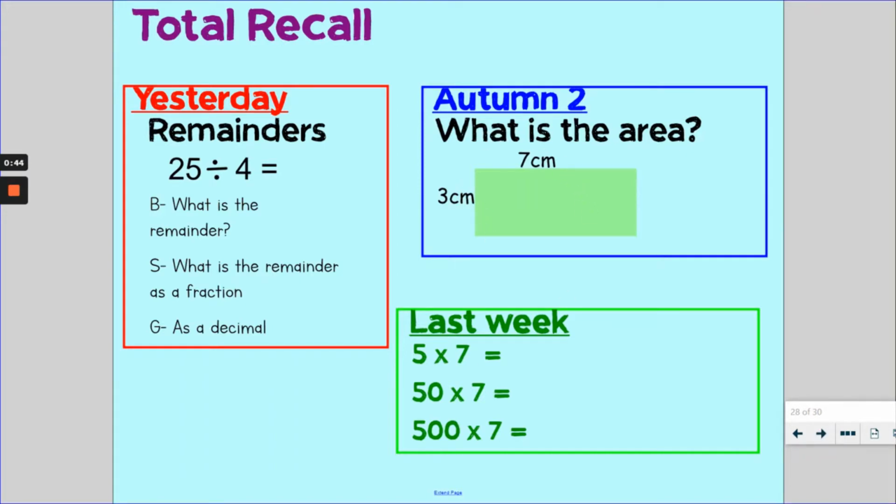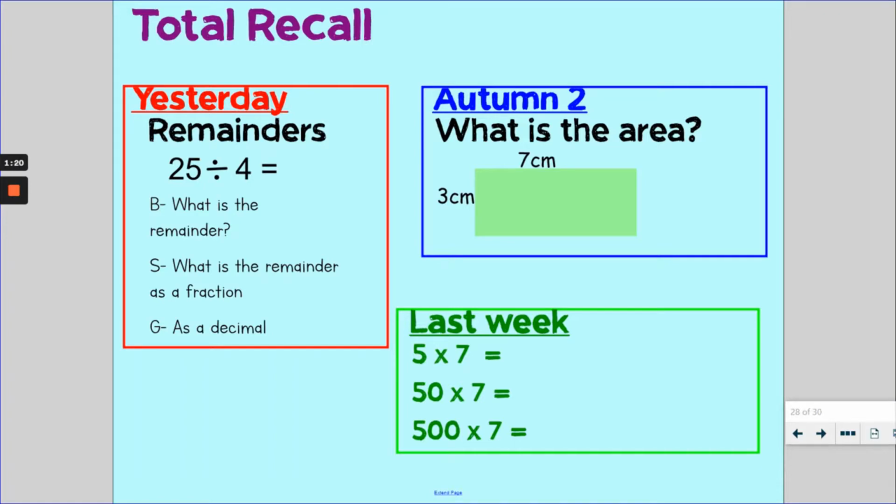Let's go back to before Christmas and talk about area. Can you find the area of that rectangle? Now, if we can't remember the formula for finding area, it is linked to the skill that we've been using the last couple of weeks. We know that when we multiply length by width, we find the area of a rectangle. Last week's multiplication skills are down there, so if you know 5 times 7, you know the other two.